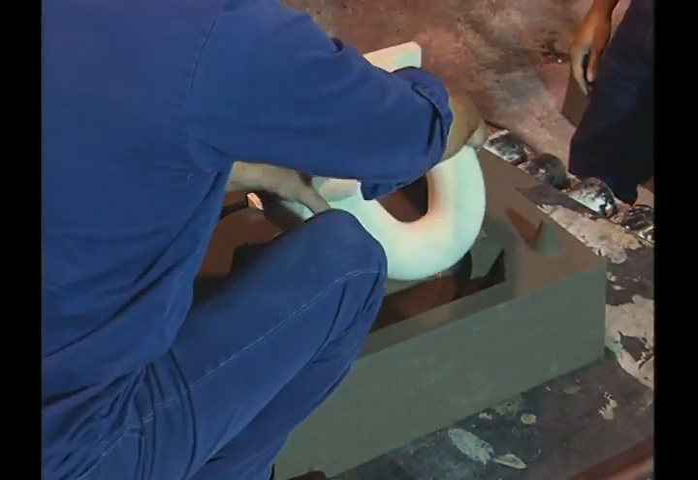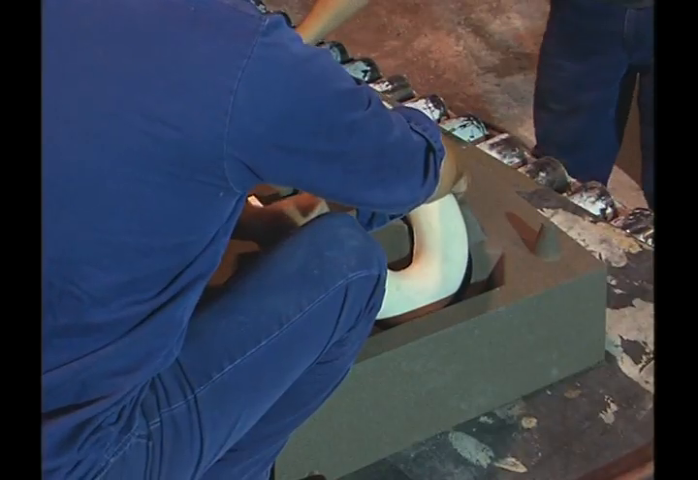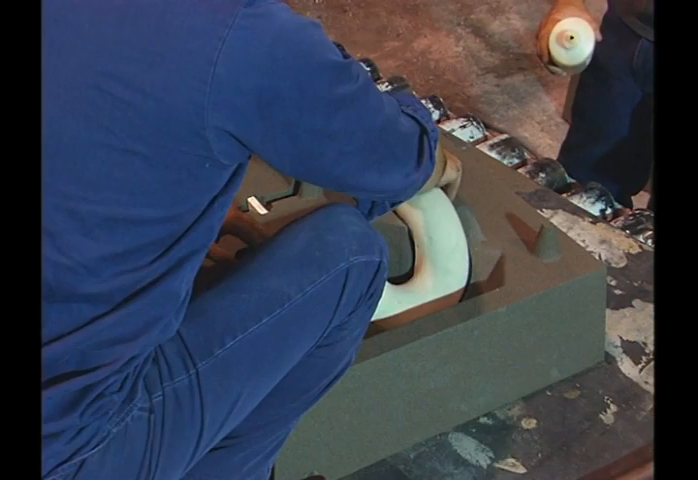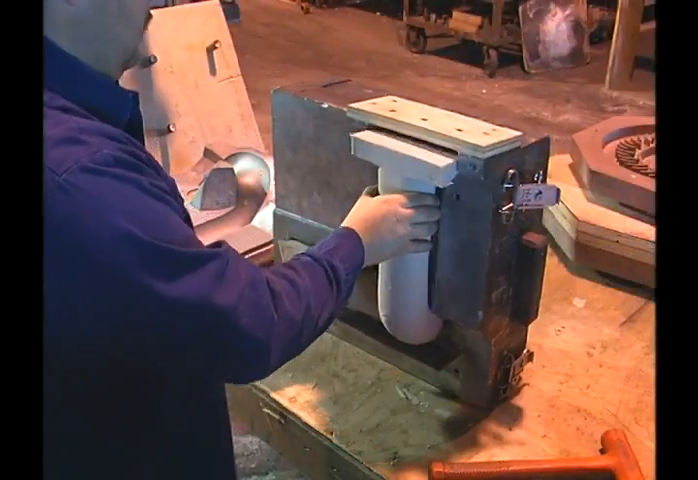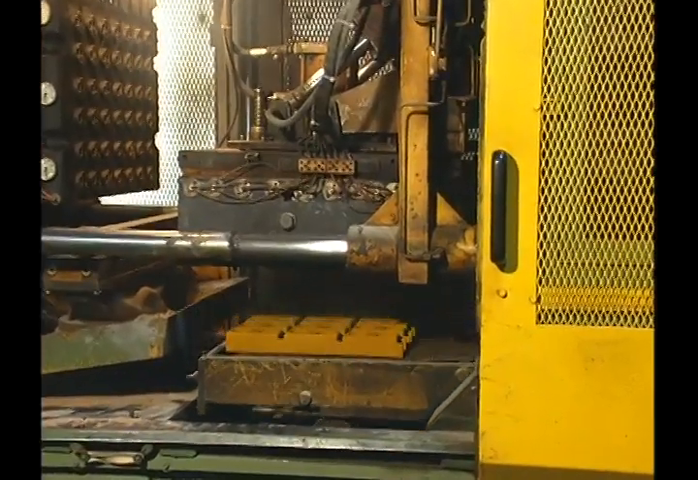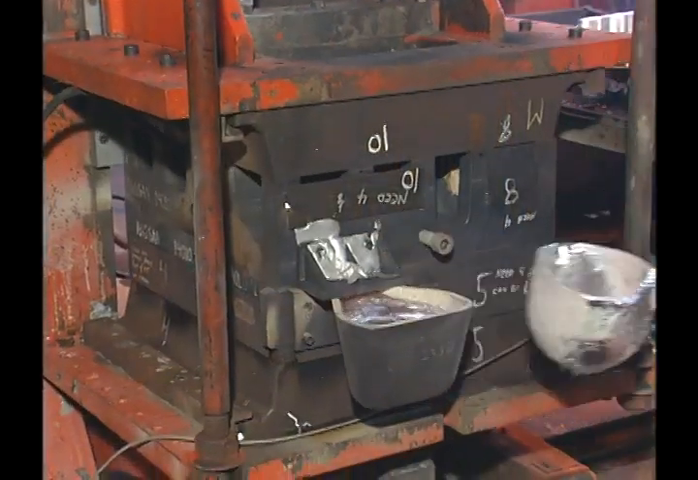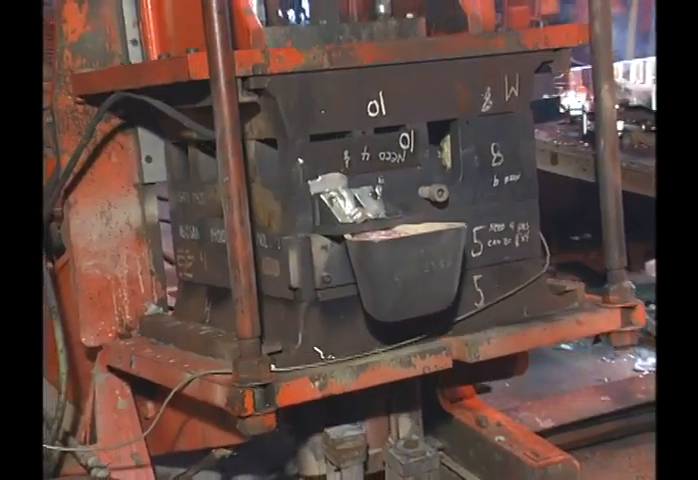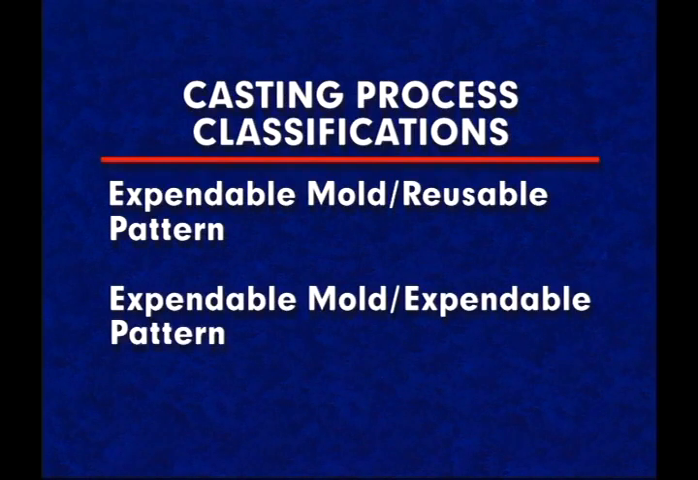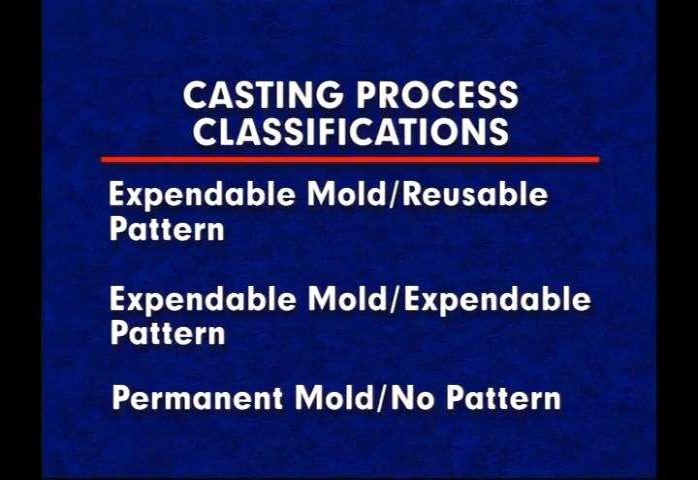Cores are needed to create the recesses, undercuts, and interior cavities that are often required for castings. Cores are produced from various materials using a variety of production methods. Casting processes can be grouped into three classifications: expendable mold, reusable pattern processes; expendable mold, expendable pattern processes; and permanent mold, no pattern processes.